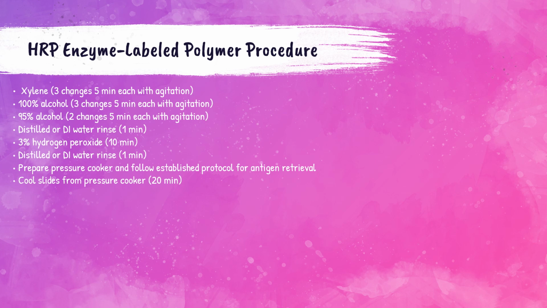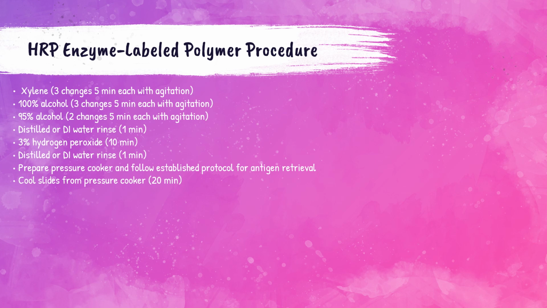To perform this procedure, the slide should be placed into xylene, so 3 changes of this at 5 minutes each with agitation. Then the slide should be placed in 100% alcohol, 3 changes of this at 5 minutes each with agitation. Then it should be placed in 95% alcohol, this time 2 changes of that 95% alcohol for 5 minutes each with agitation as well.